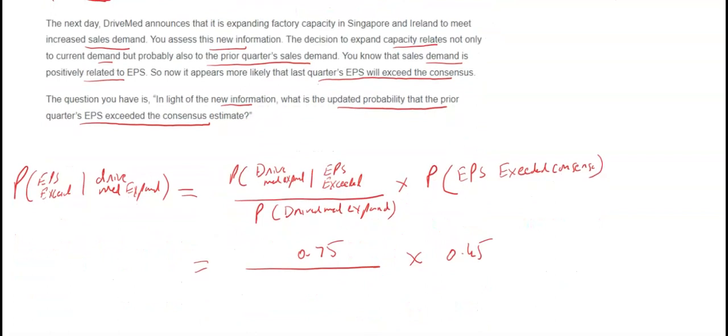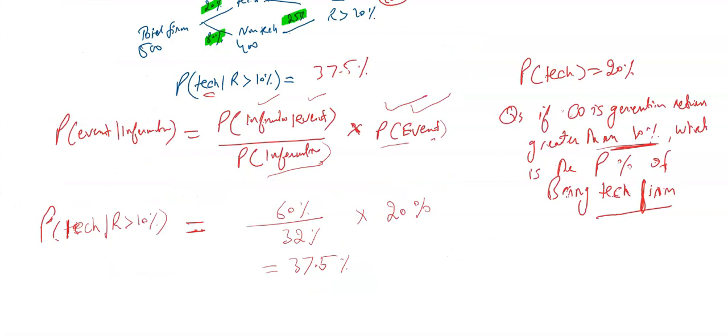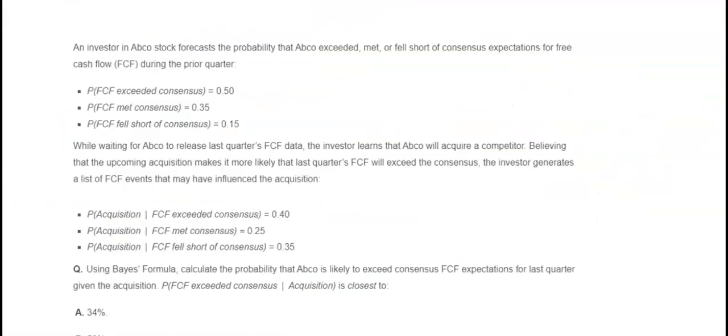So let me put it in the denominator. So 0.75 divided by 0.41 times 0.45. The updated probability is 82%, approximately 0.8232. That's the updated probability that if Drive Med expands, the EPS exceeded the expectation is 82%. And this is in reality the case, because in expansion EPS will increase. The answer will be the probability of the event given the information.